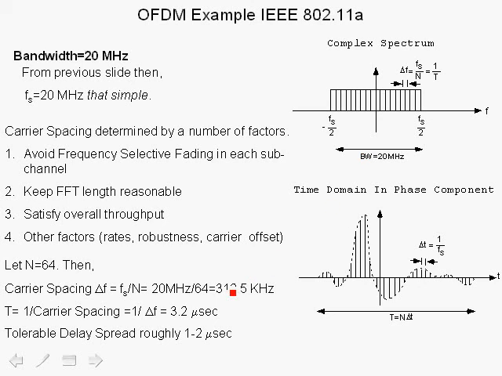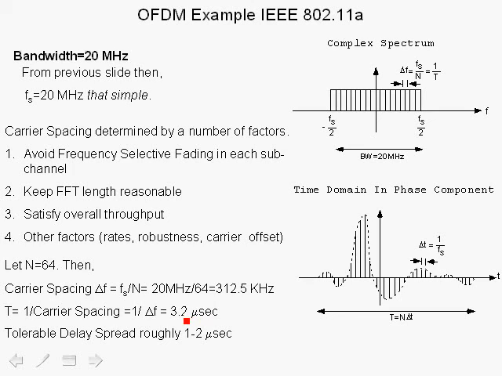Now, the carrier spacing determines the length in time, the actual window T, as shown over here, delta f equals 1 over T. So if we calculate T, which is 1 over the carrier spacing, then that's 1 over delta f, which turns out to be 1 over 312.5 kilohertz, which turns out to be 3.2 microseconds. So that is the actual time window, which is 3.2 microseconds.